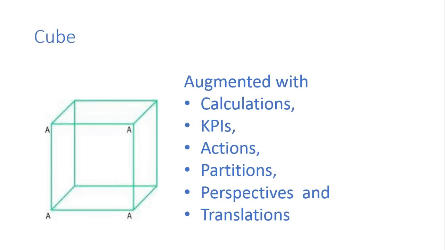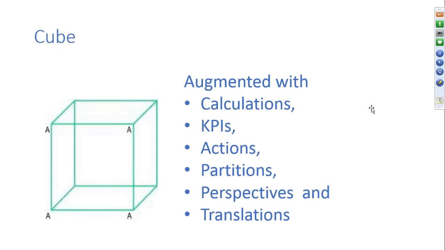A measure is something which is as of date. A KPI has a status and a goal associated with it. We can define different actions, like go to a particular location when this happens. We can have partitions within the cube, as we can have partitions within a table. We can have perspectives, which are similar to views. That is, you can show only a portion of the cube with some measures which you would like to expose. And we can support different languages using translations within a cube.